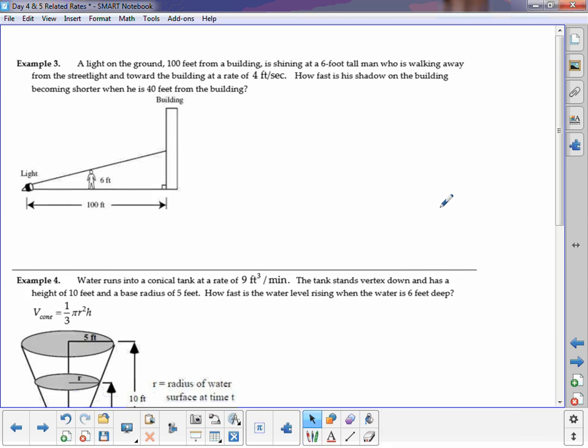All right, so I went ahead and called the distance between the light and the gentleman here x, and he is moving at a rate of 4 feet per second. Notice he's walking away from the light, which means his distance is increasing, so it is that positive rate. And they want to know how fast is the shadow on the building becoming shorter when he is 40 feet from the building. So his shadow on the building, I went ahead and called that y. And it says how fast is his shadow becoming shorter. So I know that my shadow is going to be decreasing, so thus we should expect that rate to be negative.